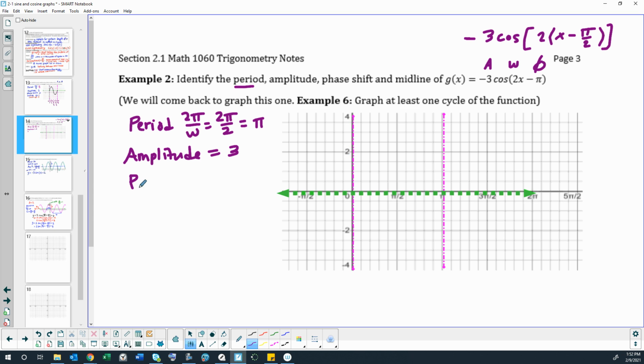Phase shift. So the phase shift is going to be to the right, because it's minus. To the right, pi halves. And then the midline is just that. That part's easy because there's no vertical shift. So y equals 0. Okay, so I found those things. So that's example 2.